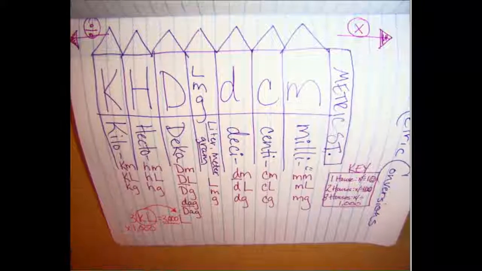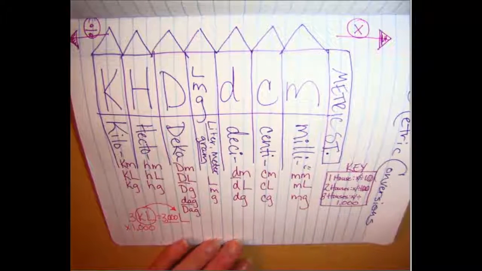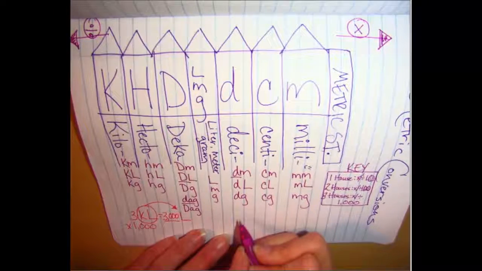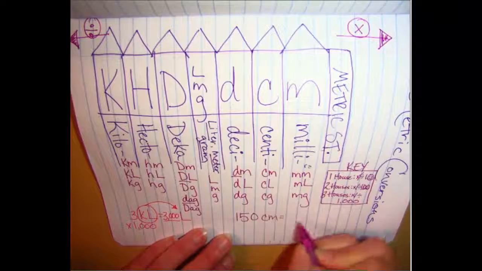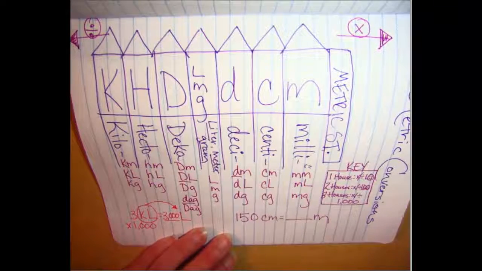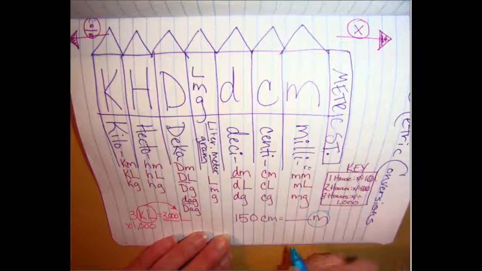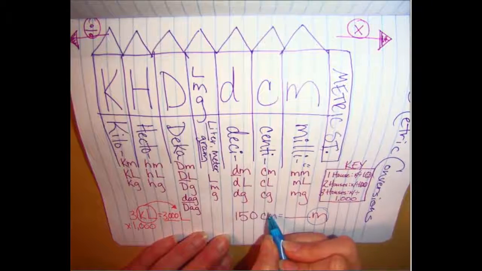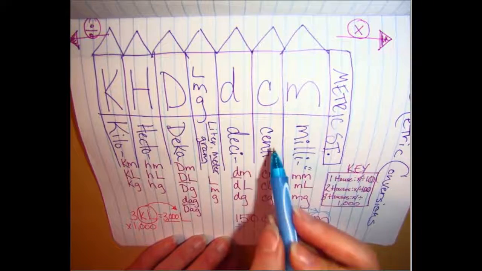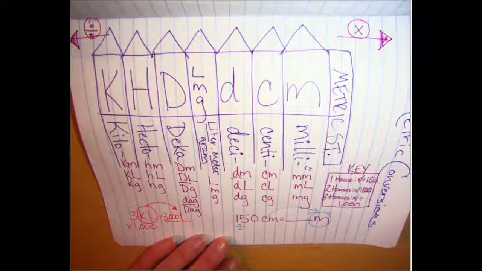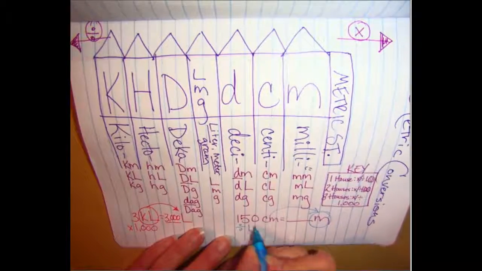I've got 3,000 liters. The thing that threw off some people earlier was this. What if you have 150 centimeters and I want to change them to meters? Who's my big? Centimeter or meter? Am I going small to big or big to small? I'm going small to big, so I divide the big. How many hops between centi's house and meter's house? 2. 1, 2. So I'm dividing by 100.